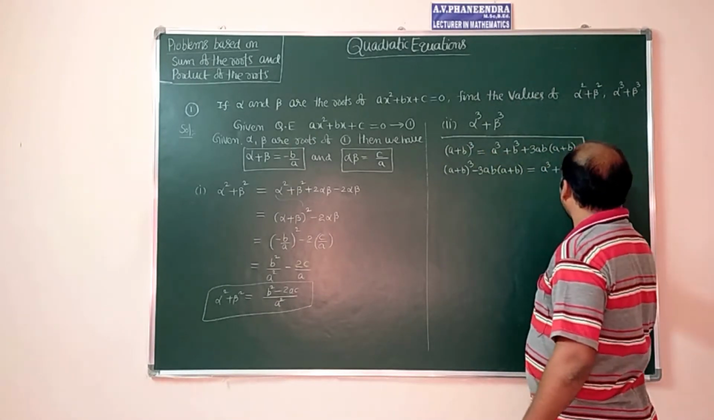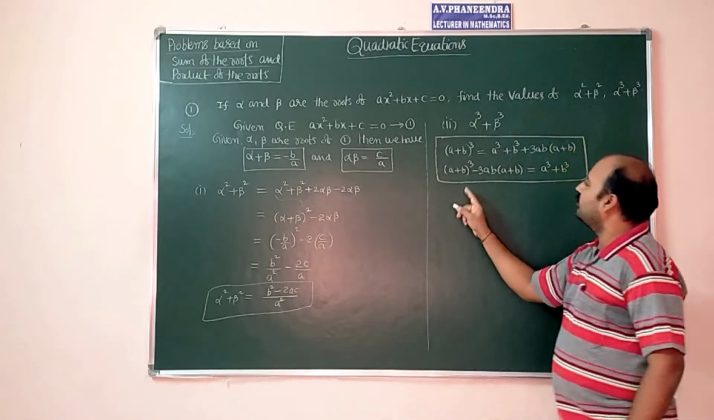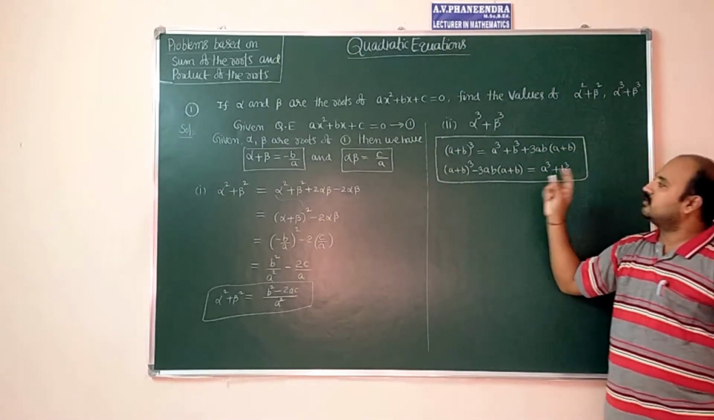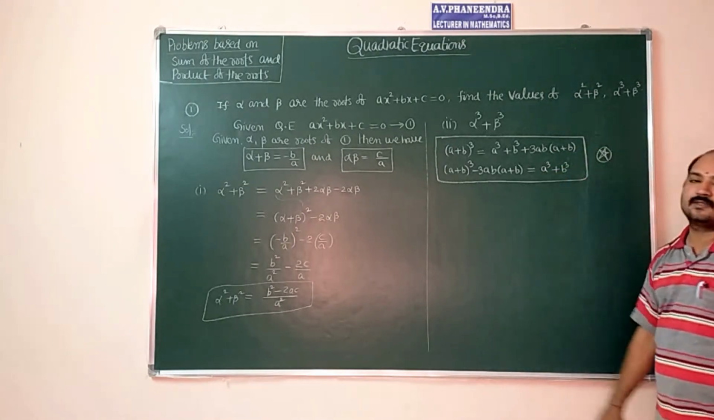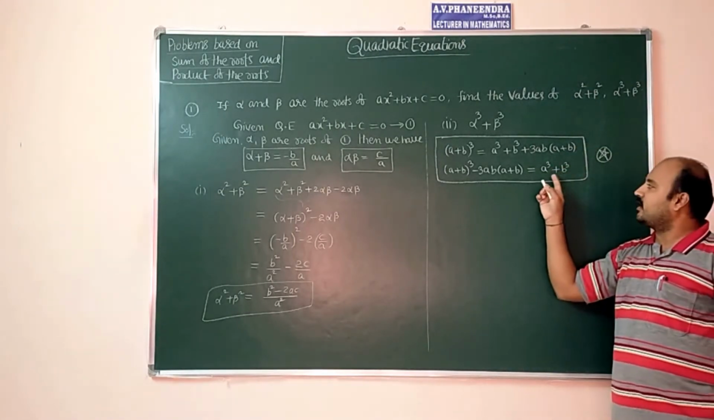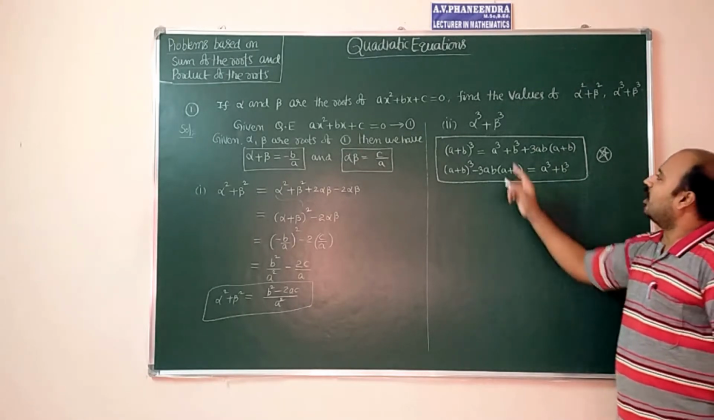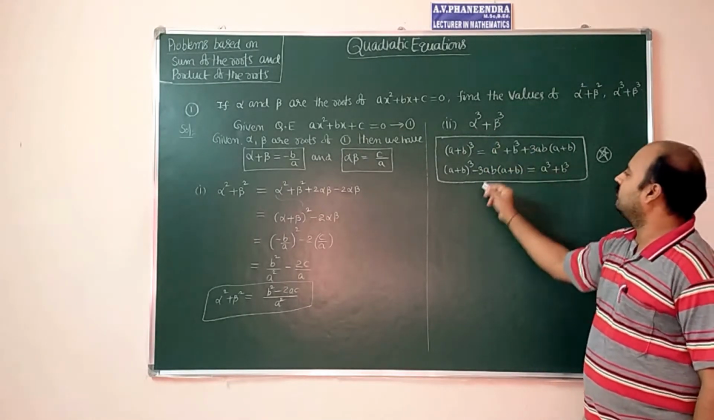This is for the information I am writing. In the examination, no need to write this. You have to write only the direct formula. According to your convenience, I am writing these formulas. They are not required in the examination. Directly write this formula for alpha cube plus beta cube.